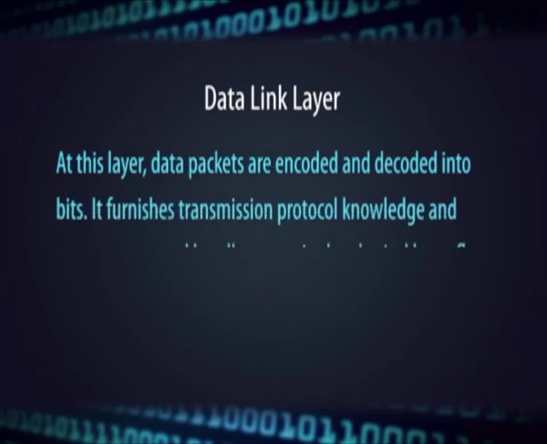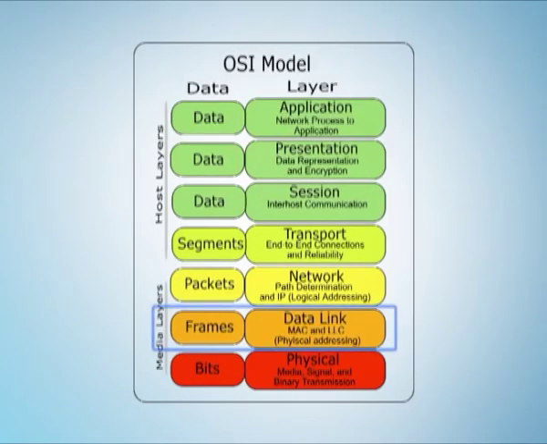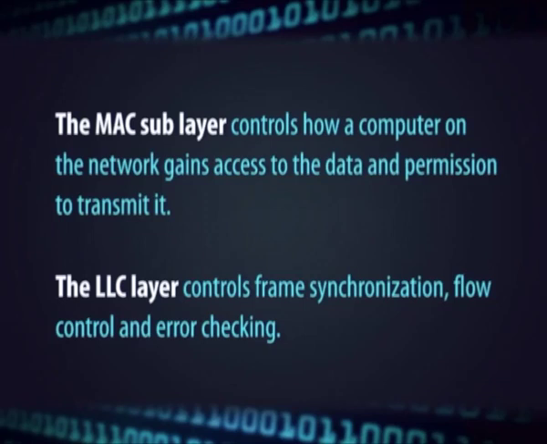Second is data link. At this layer, data packets are encoded and decoded into bits. It furnishes transmission protocol knowledge and management and handles error in the physical layer, flow control and frame synchronization. The data link layer is divided into 2 sublayers, the media access control, that is MAC layer, and the logical link control, that is LLC layer. The MAC sublayer controls how a computer on the network gains access to the data and permission to transmit it. The LLC layer controls frame synchronization, flow control and error checking.